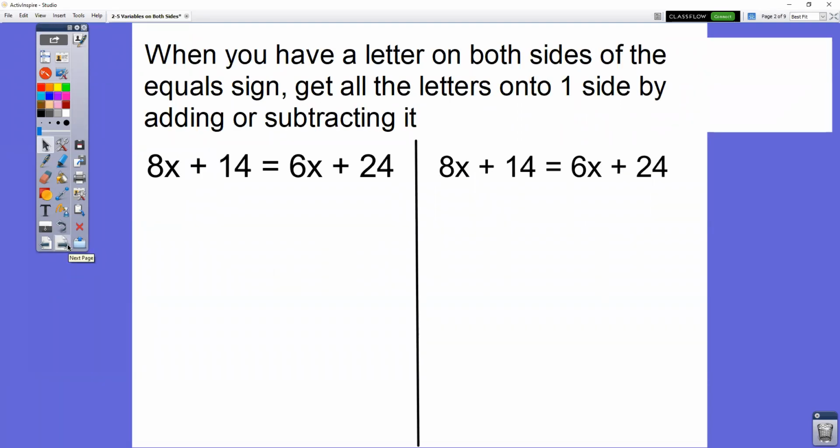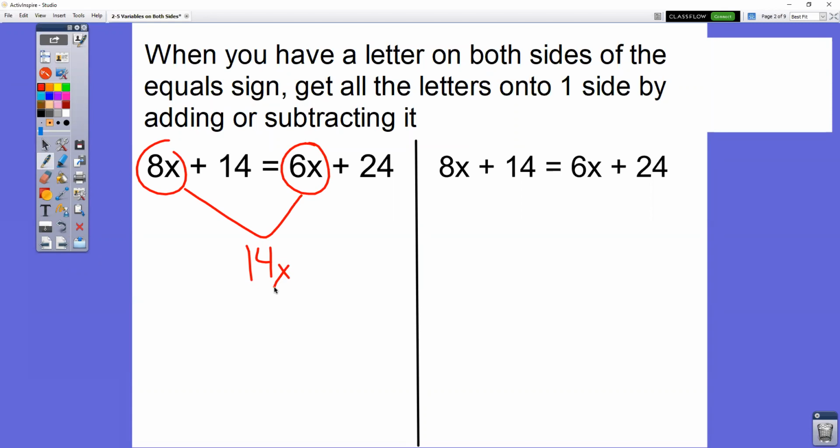If you take a look at this first example, notice that I have the same exact equation on there twice. Whenever you have letters on both sides of the equal sign, you need to get all the letters onto one side by adding or subtracting it from both sides. You can't just do this, all right? If you try and do this, which is what we did last week, that is wrong, all right?